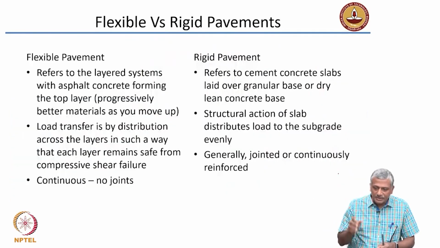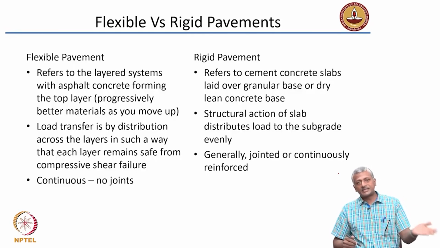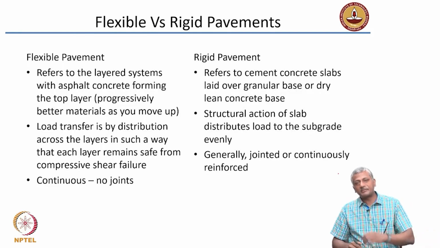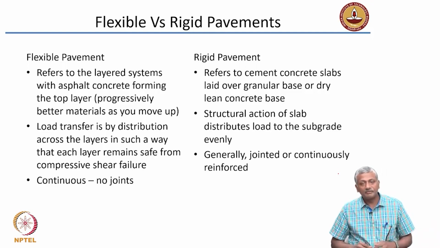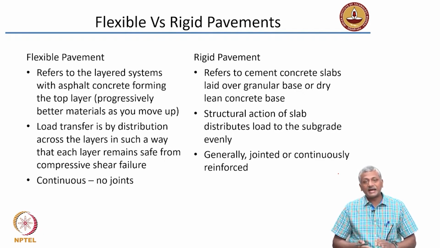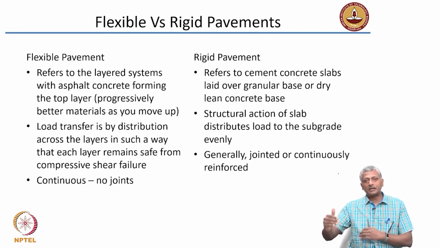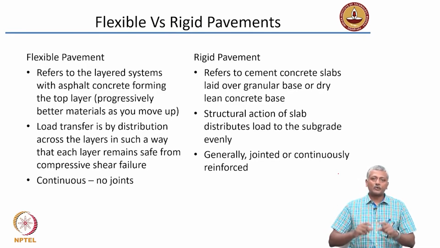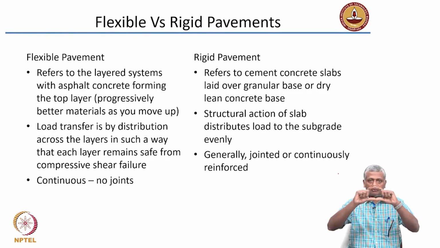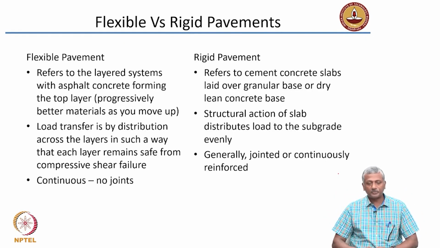Okay, so now let's look at the differences between the two major types of long lasting or high strength durable pavements. These are flexible pavements on the one hand and rigid pavements on the other hand. So, flexible pavement essentially refers to the layered systems with asphalt concrete forming the top layer. We will take a look at this cross section of the layers a little bit later in this chapter. So, asphalt concrete or bituminous concrete forms the top layer, and then it has got subsequently several other layers also.